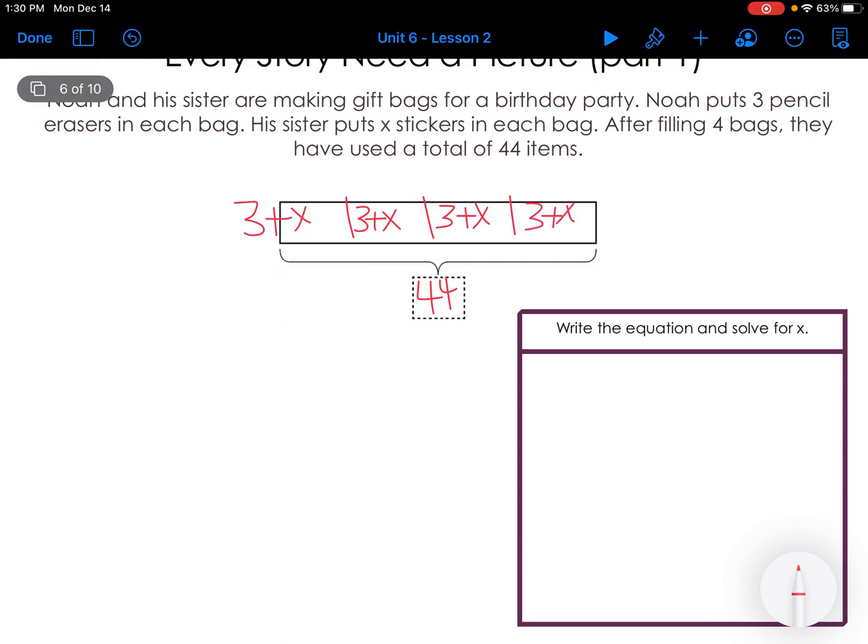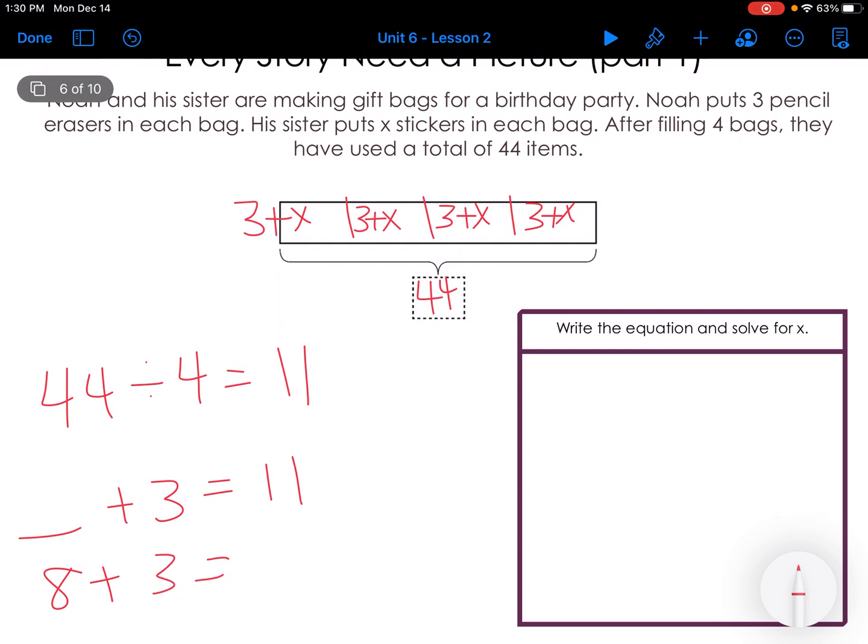So I know I have 44, and I'm splitting it into 4 groups. So each rectangle needs to equal 11. So what plus 3 equals 11? Well, I know that 8 plus 3 is going to equal 11. So x equals 8. So now let's use an equation to solve it.